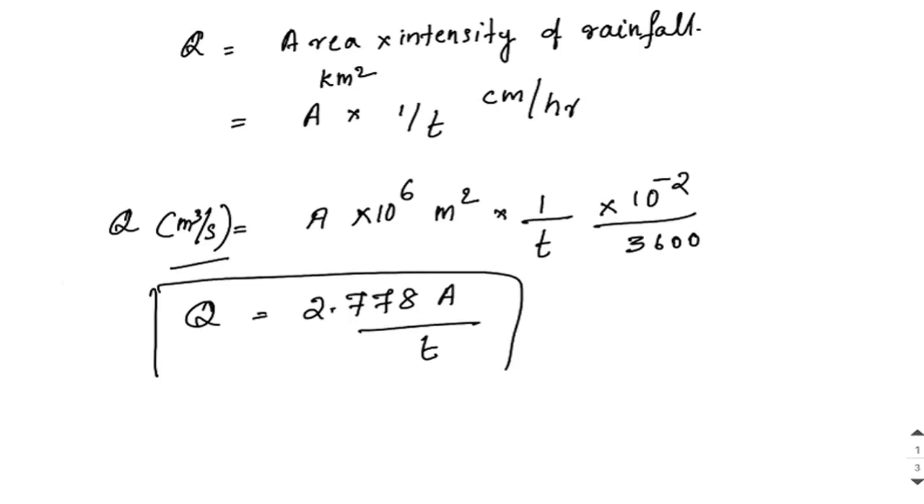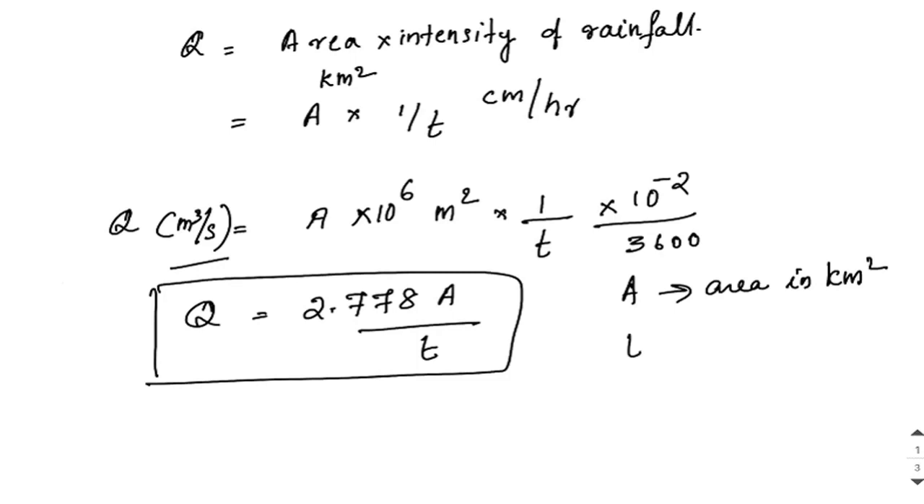It is 2.778 A by T, where A represents area in kilometer square and T represents time in hours.